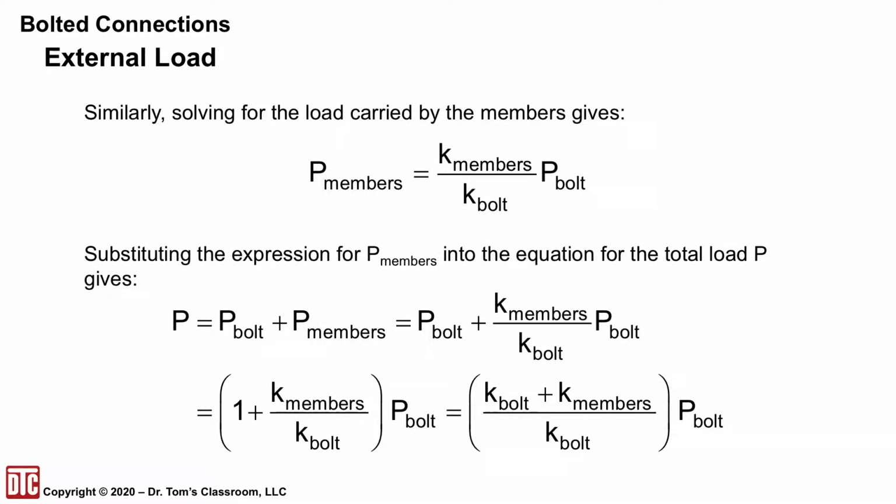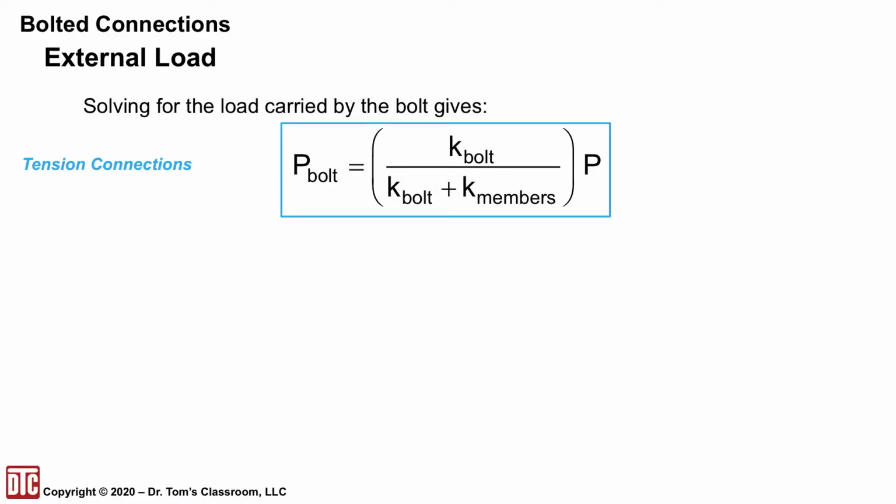And now you can substitute that into our basic equation, substituting the P bolt equation for the members. So you get P bolt times K members over K bolt times P bolt. So you can factor out the P bolt, 1 plus K members over K bolt. And if you find a common denominator, you'll have K bolt plus K members over K bolt times the P bolt. So there's a little algebra involved here. And so this is the equation.